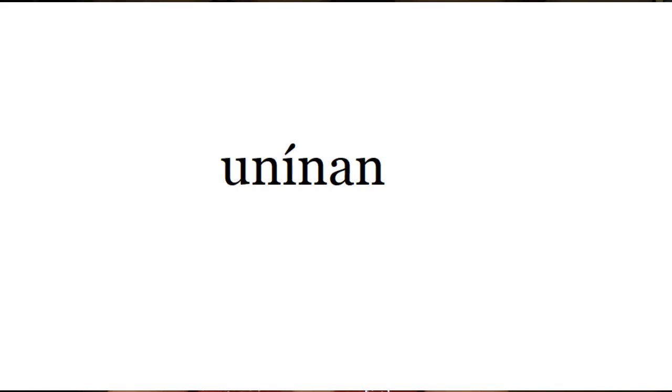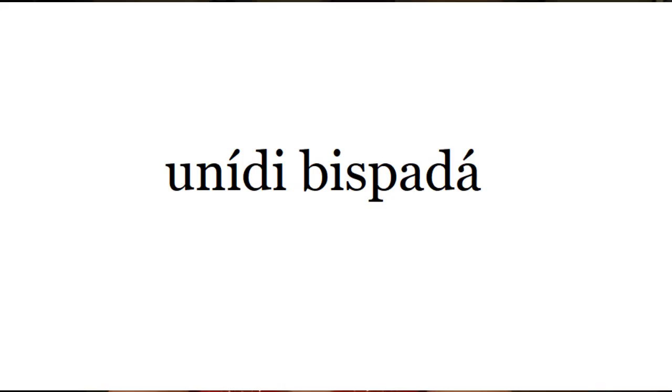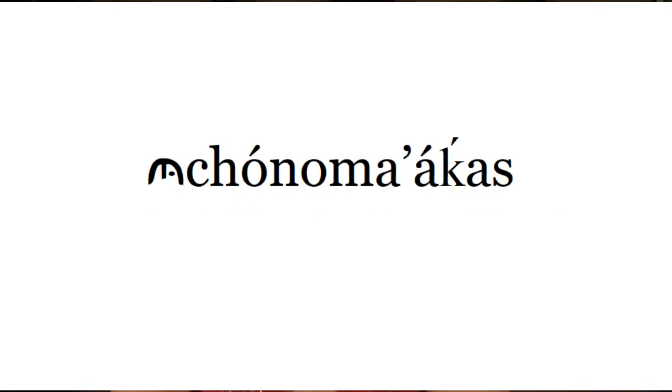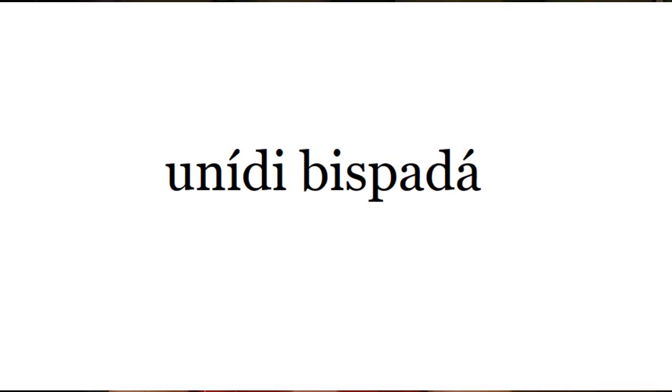Uninan means from here. For example, in the old Tom Young stories, Thunder Boy tells his sister, Unidi bispada, uninan anodoidom, hepinin kodi, achono makas. Stay here, I will travel up from here and cross over to the sky. Stay here is unidi bispada. Repeat, unidi bispada.